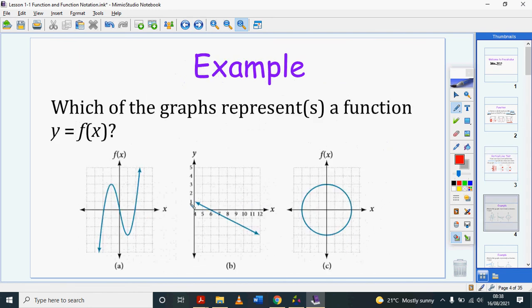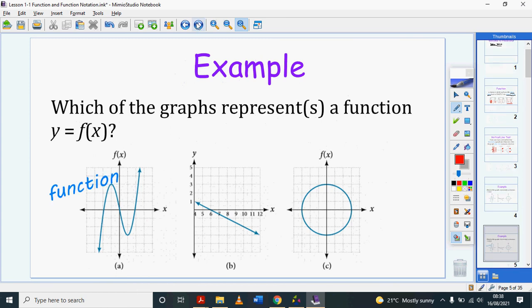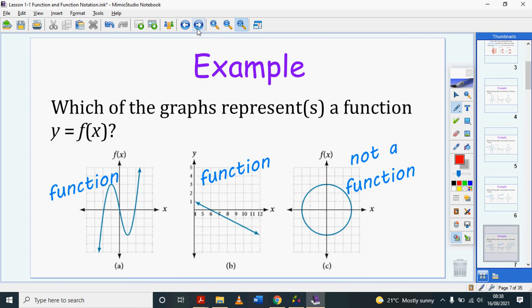If you look at these graphs, the first one will be a function because the vertical line drawn anywhere in that graph only cuts it once. Second one is also a function because it passes the vertical line test. And the third one is not a function because it does not pass the vertical line test. Because if I drew a vertical line, it would cut the graph at 2 points. That is not a function.